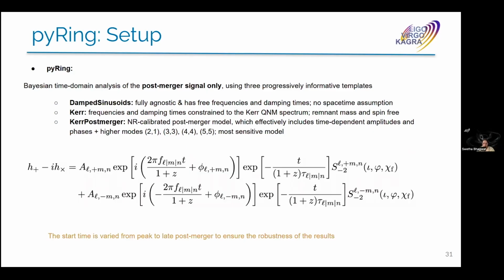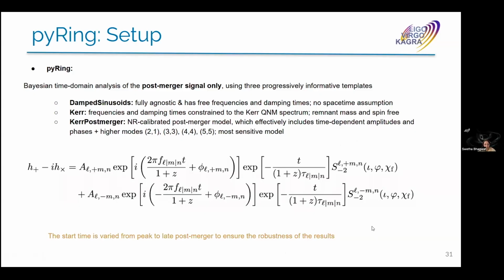Third is what we call the Kerr post-merger. Here it folds in the information from GR more heavily and is the most sensitive model being used. The amplitudes and phases are calibrated on numerical relativity simulations and are time dependent, which is important for the early post-merger part, which allows it to capture nonlinearities, overtones, and transient effects. This also has higher modes included in it. The free parameters are the final mass and final spin, and this template is also used for the parameterized test. It has two additional parameters which capture the deviation of frequency and damping time of the dominant mode.